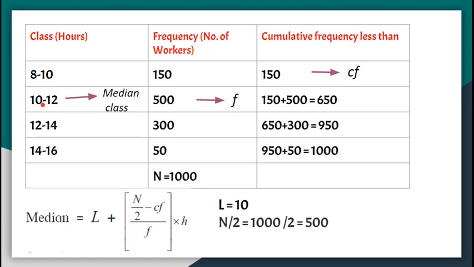The next thing is n by 2, which you have already calculated as 500. So n by 2 becomes 500. CF हमने इस question के लिए mark किया था 150. So CF becomes 150. F for this question we marked it as 500. So F becomes 500. H is the class interval. मतलब इस क्लास में गैप कितना है, which means 10 से 12 के बीच में गैप कितना है. कितना गैप है? 12 minus 10 which is 2. So the height or the class gap for this median class is 2. It will keep on changing depending on the question.